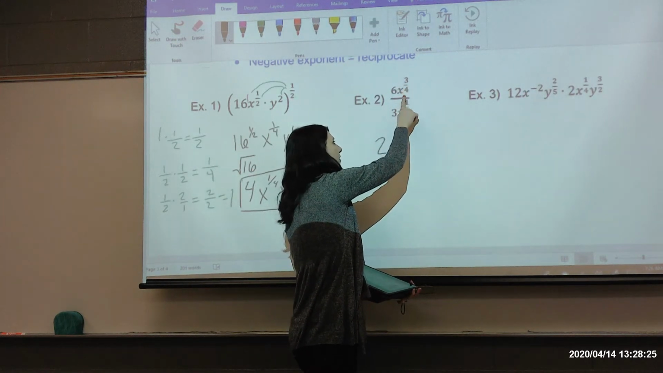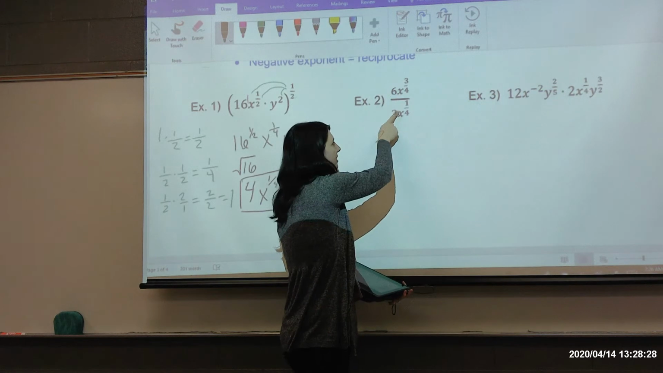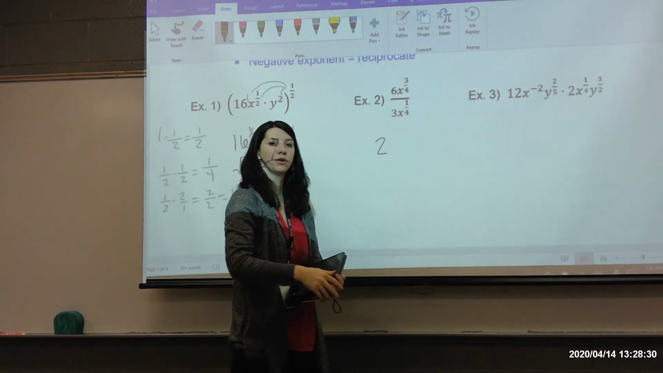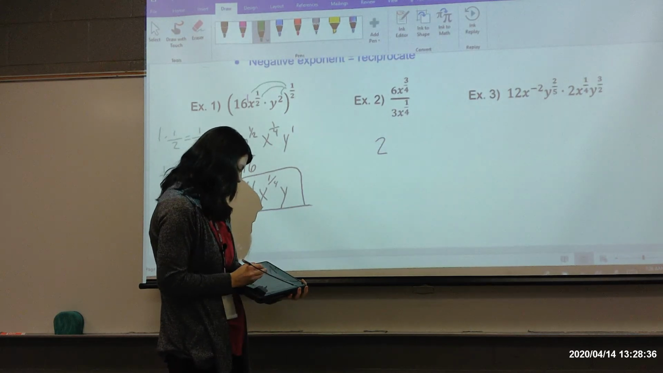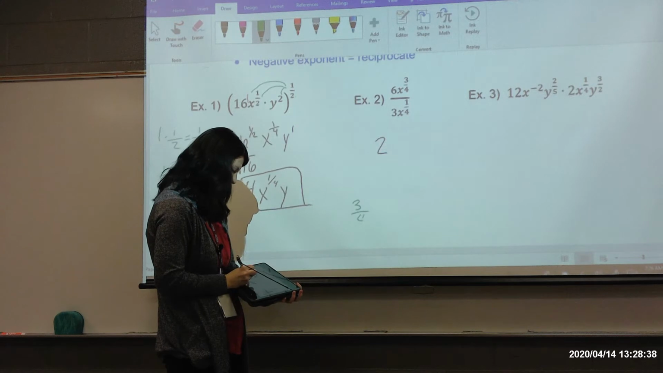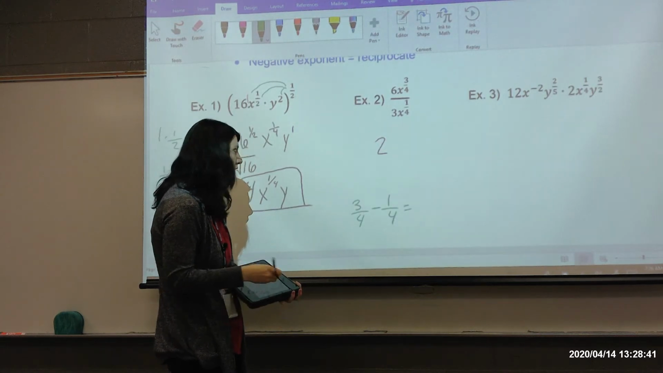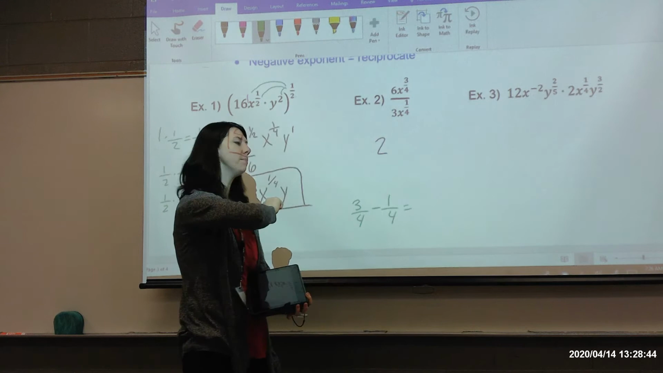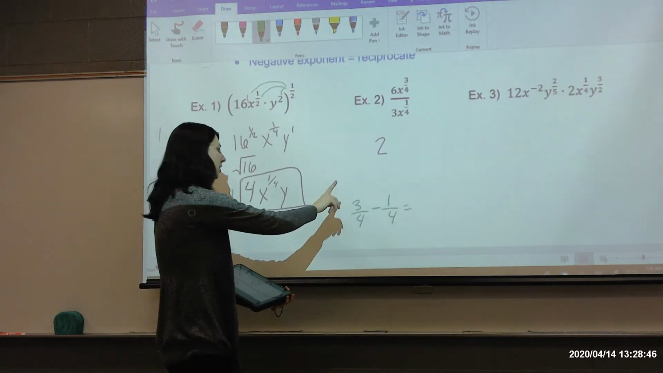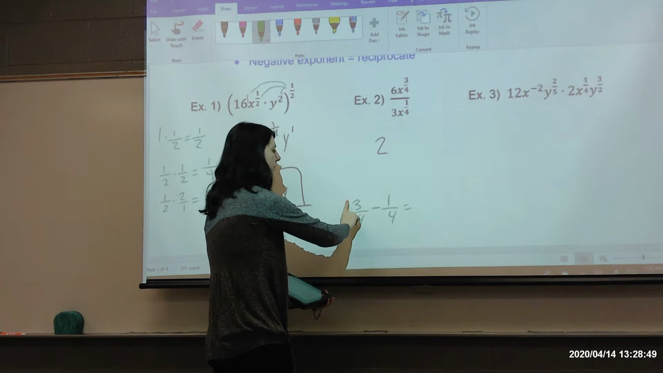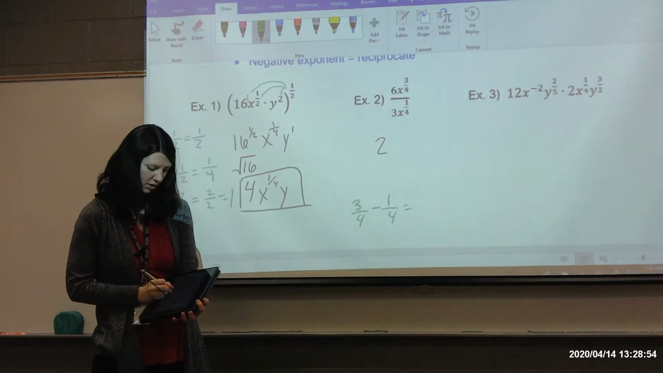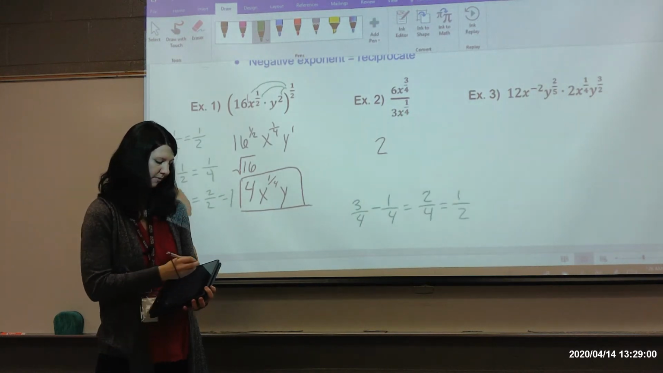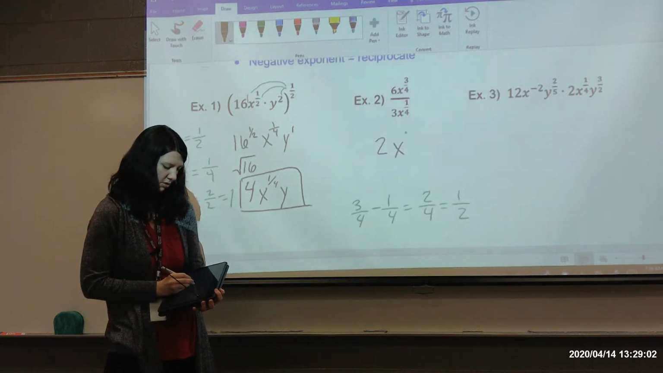X to the 3/4 divided by x to the 1/4. We have like bases, x and x. So what do we do with our exponents? We need to subtract them. So let me do that subtraction. So we need to do 3/4 minus 1/4. Always do top minus bottom, okay? Even if it turns out negative, it's okay. So 3/4 minus 1/4, we subtract our numerators because our denominators are the same. So 3 minus 1 is 2/4. And 2/4 can simplify to 1/2. So that just becomes an x to the 1/2.